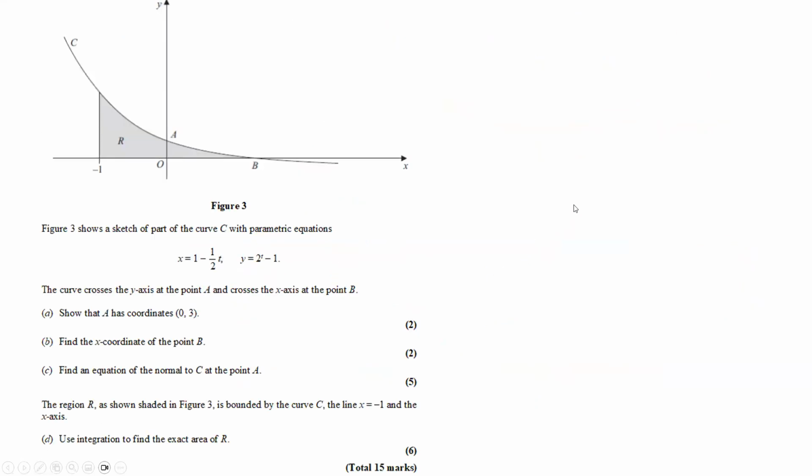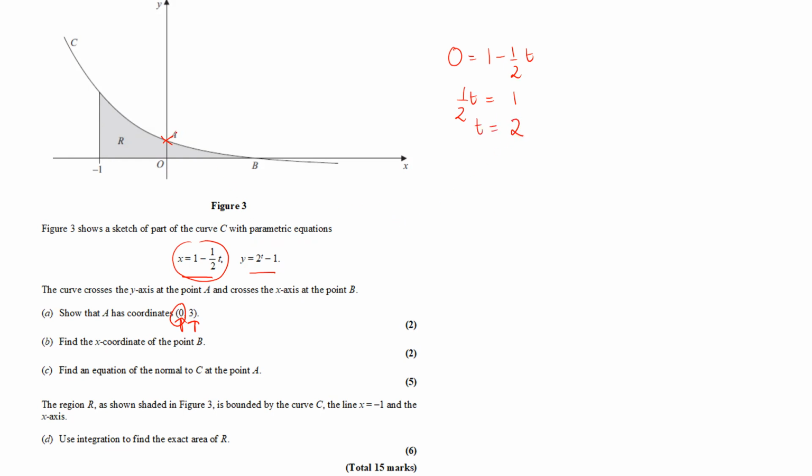Okay. I think we've got time for maybe one more. We've got here parametric integration, so x and y given parametrically. For part A, we've got to show that A has the coordinate 0, 3. So we can see A here is on the y-axis, so 0, 3 means that the x coordinate has to be 0. So if we let the x coordinate equal 0, 0 is equal to 1 minus half t. Half t is equal to 1, so t is equal to 2.